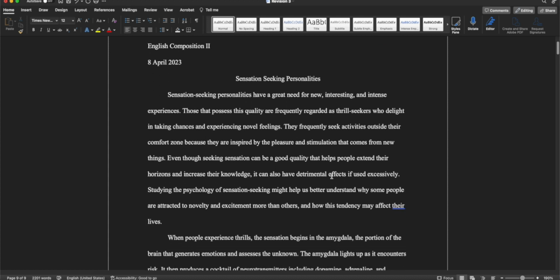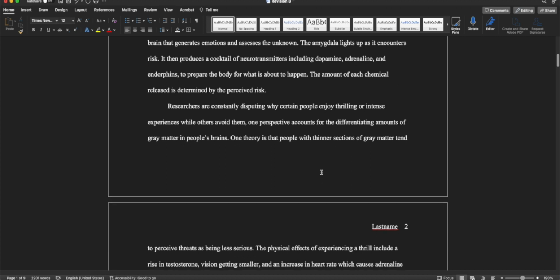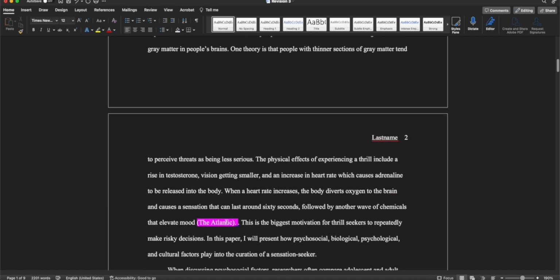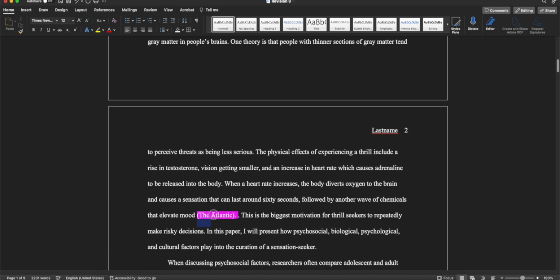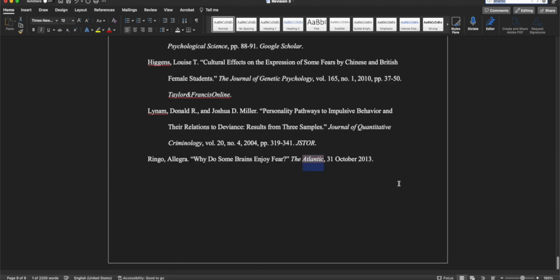All right, now let's go through. The next thing I'm going to check is where are the in-text citations. I'm doing a visual check for authors. Okay, that one's highlighted, so that's nothing. We're just going to clear that formatting there. And I noticed this says The Atlantic. I also remember seeing The Atlantic in the, hold on. I'm going to Control F for Atlantic here. So the only citation from The Atlantic actually has an author with it, Allegra Ringo.